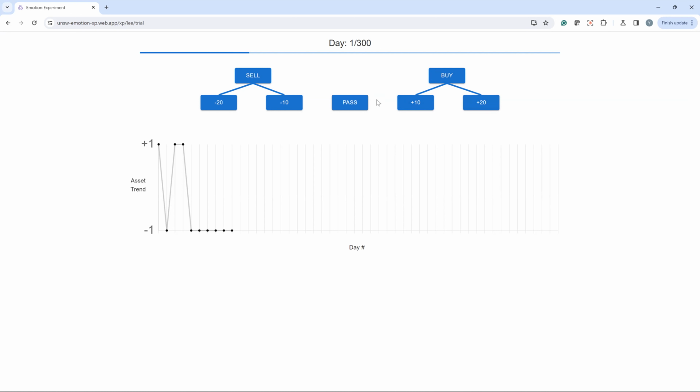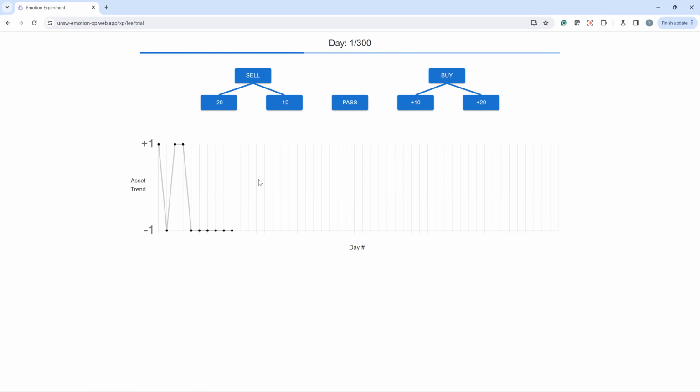Alternatively, you can always choose to pass. When you click pass, you will always get $0 for sure. This means you cannot win, but you cannot lose either. So after we click one of these choices, our payoff in that day is decided by the realization of the asset trend in the next day.